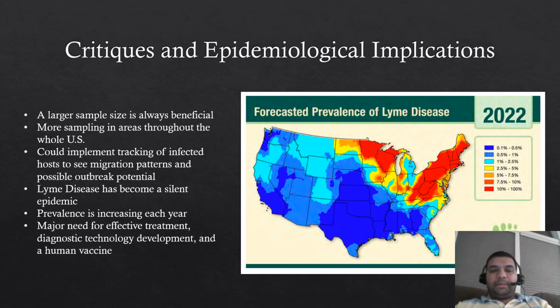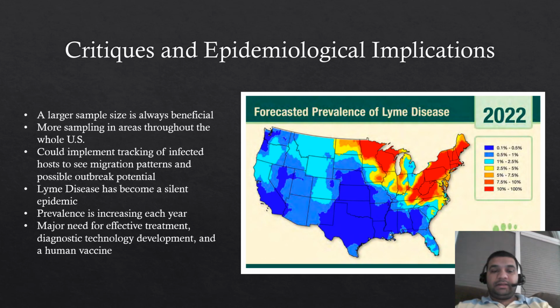So the major epidemiological implications from this study are some major things: that there is a difference between the type of host that ticks will latch onto based on the north versus the south, and there are generally fewer infectious species found in the south. But if you look at the map of the forecasted prevalence of Lyme disease in 2022, we can see the infection rate is moving further south and further west, and it should increase significantly over the next year.